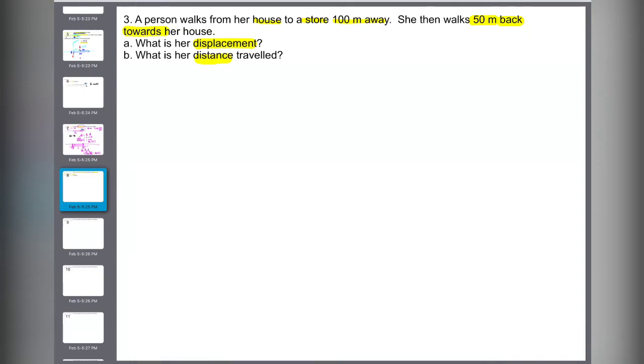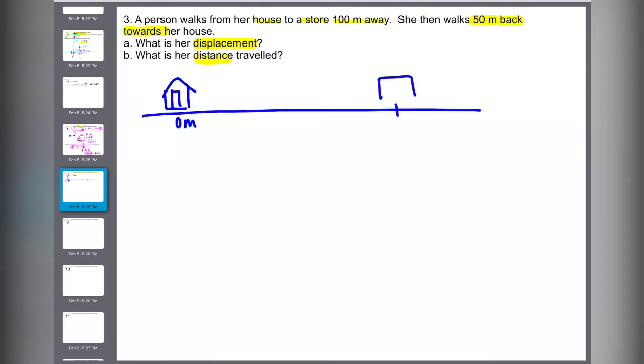The person walked from her house to a store. I'm just going to assume my house is here, and they even tell you where 0 is, so it's easy to make one of them a 0. When they don't start the number line for you, you make it up. I'm going to say my house is at 0. Then I travel to a store. I don't know how to draw a store. This is my store. The store is 100 meters away. They didn't even tell you northeast, southwest, forward, backward. I'm just going to say it's to the right hand side.